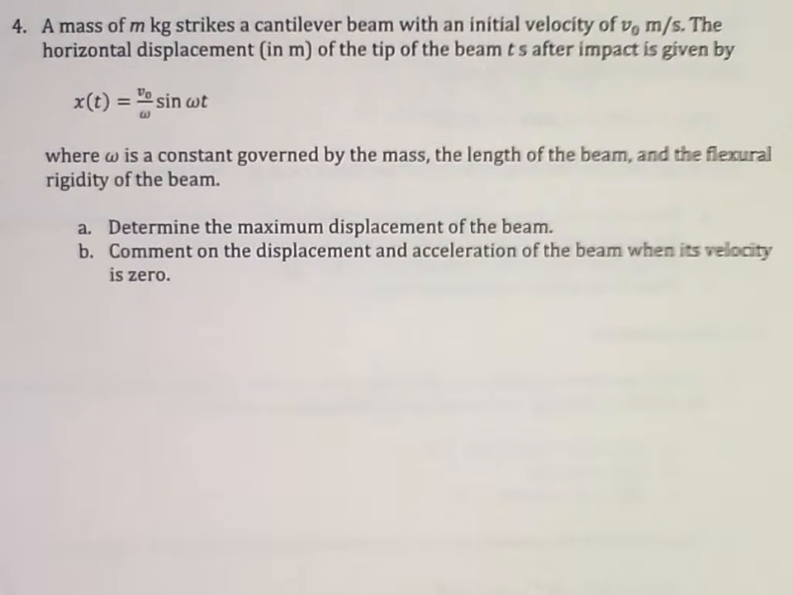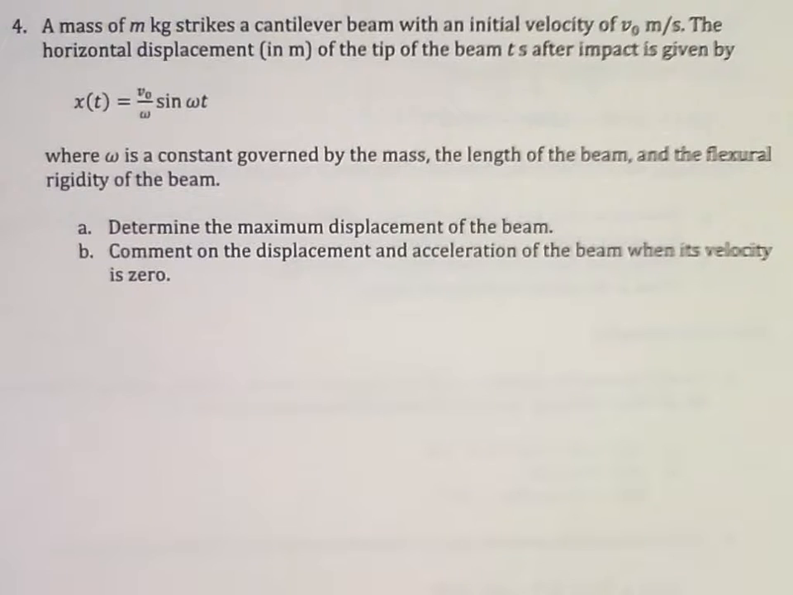The horizontal displacement in meters of the tip of the beam at t seconds after the impact is given by x of t is v0 over omega sine omega t, where omega is a constant governed by the mass, the length of the beam, and the flexural rigidity of the beam. So we don't have a lot of numbers in this one, just variables that we want to talk about. And so we want to determine the maximum displacement of the beam.